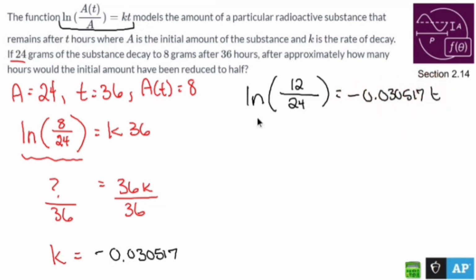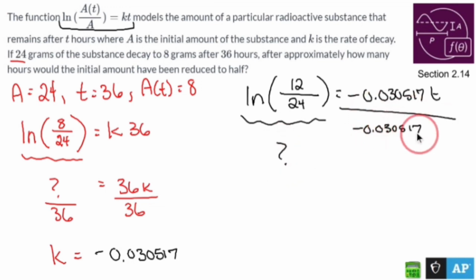So very similar to what I did over here. I'm going to type this guy into my calculator, and I'm going to get a gross number. Then I'm going to divide that gross number by another gross number, which is this guy right here. And when I divide that gross number by a gross number, I get a gross number which represents how much time it takes for this substance to get cut in half. So let's go away and do that again.